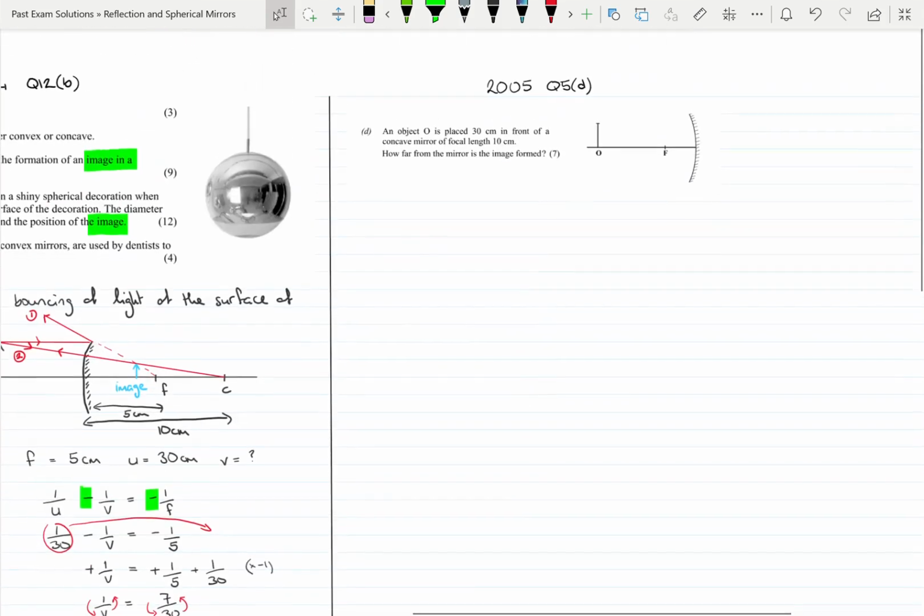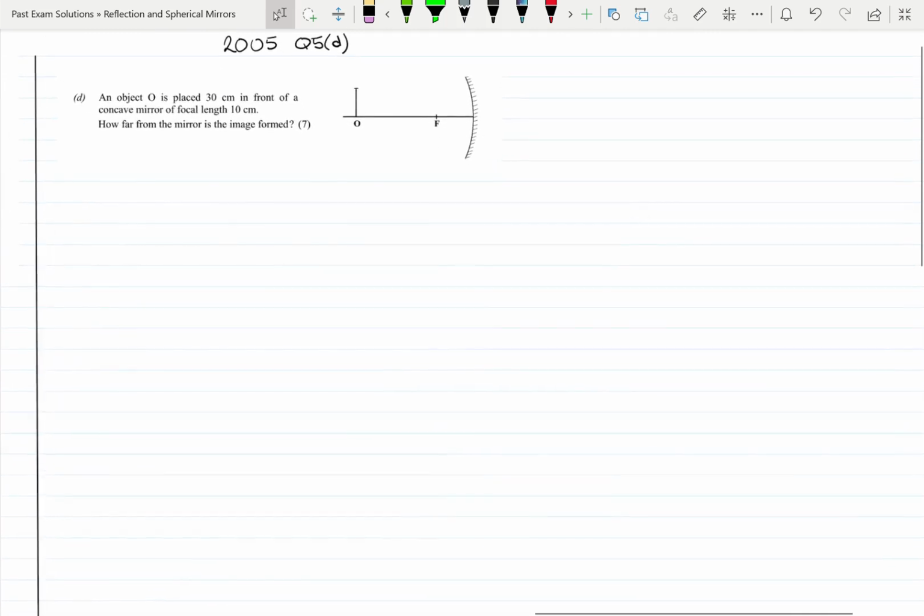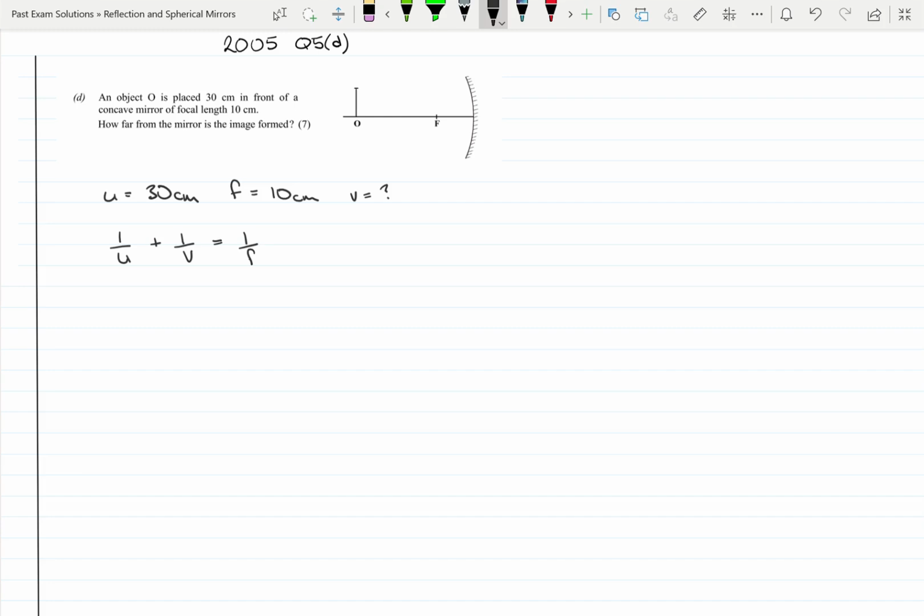The final question we're going to have a look at today is a question 2005, question 5 part D. So it's a 7 mark question, so shouldn't take us too long. It's going to be a simple enough question. We're told that the object is placed 30 centimeters in front of a concave mirror of focal length 10 centimeters. How far from the mirror is the image formed? Always guys, write out your formula to pick up marks. Even if it's a 7 mark question, you're going to get 3 marks just for writing out this formula, I imagine, which is not to be snubbed.